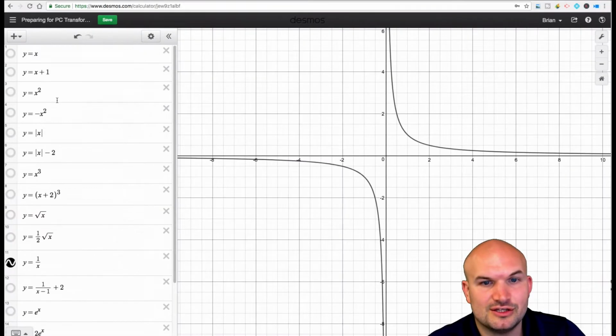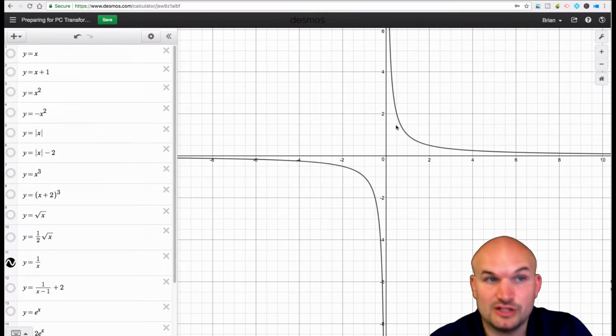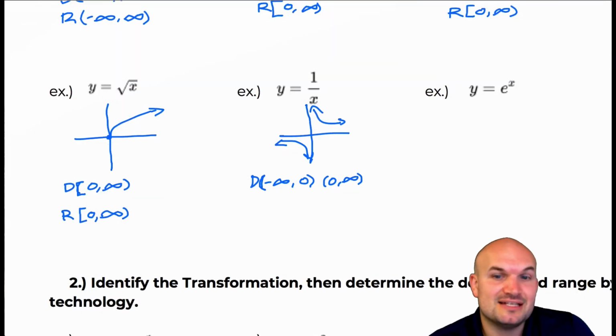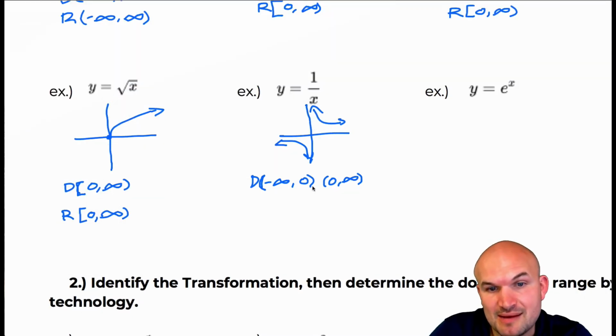And again, let's look at the graph. From negative infinity to 0, the graph is defined. From 0 to positive infinity, the graph is defined. The only time it's not defined is at 0, but that's okay. We covered that because we're using parentheses here, not brackets.